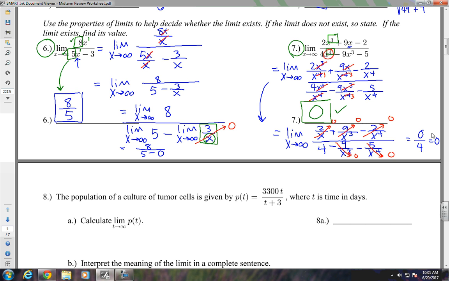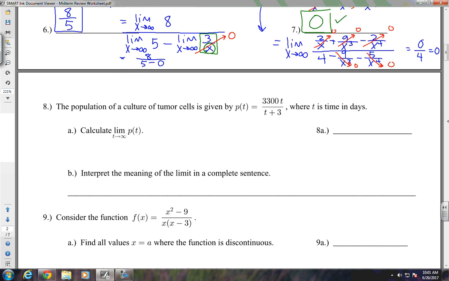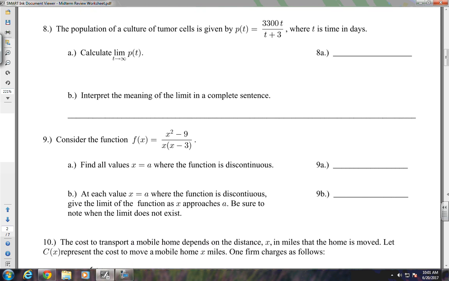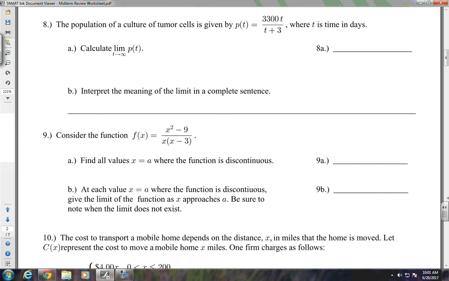Let's work one more problem from this video, which involves limits. Problem number 8, and then we will conclude the first video in the midterm review series. It says the population of a culture of tumor cells is given by P of t equals 3,300 times t divided by quantity t plus 3, where t is time in days. Calculate the limit as t approaches infinity of P of t.